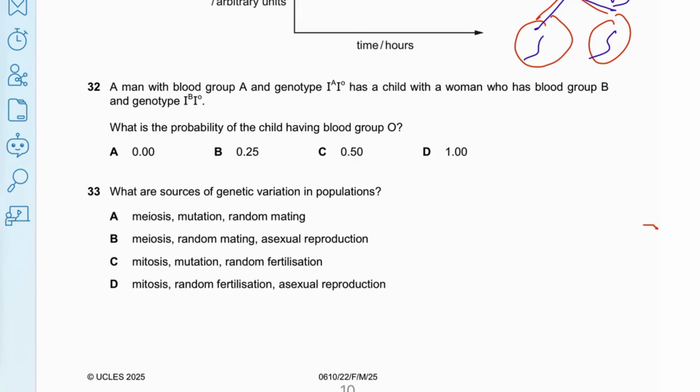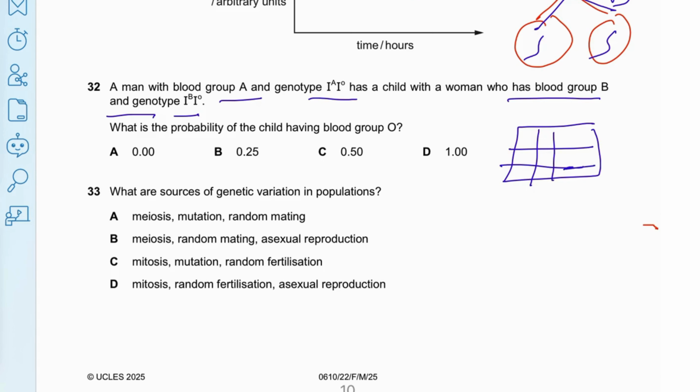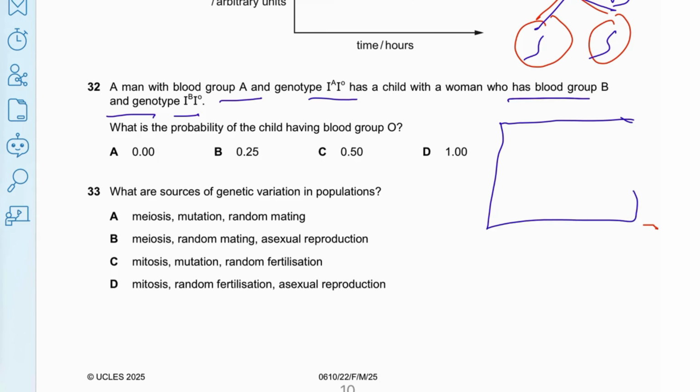Next, a man with blood group A, genotype IAIO, has a child with a woman who has blood group B and genotype IBIO. You always have to remember that IO is a recessive allele for blood group. What is the probability of having blood group O? This means it should be pure recessive. So IA IO crossed with IB IO, right?